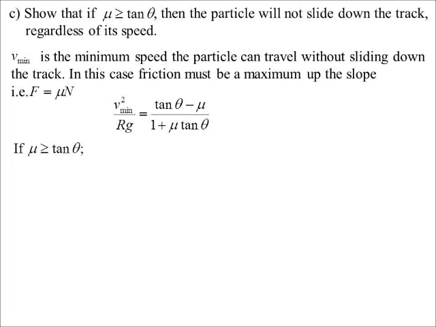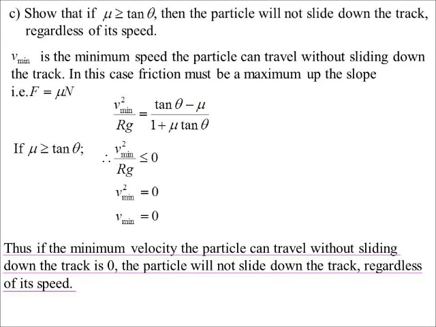They've just told me mu is greater than or equal to tan theta. Well, if that's true, have a look at the top of the fraction. The bottom of the fraction doesn't really matter, because it's always going to be positive, since I've got 1 plus something. But the top of the fraction is tan theta minus mu, and mu is bigger than tan theta, so the top of the fraction has got to be negative. So v squared minimum on Rg is less than or equal to 0. Well, it can't be less than 0, it's squared. So therefore, the minimum velocity is 0. If the minimum velocity is 0, then anytime it has a velocity, it can't slide down.